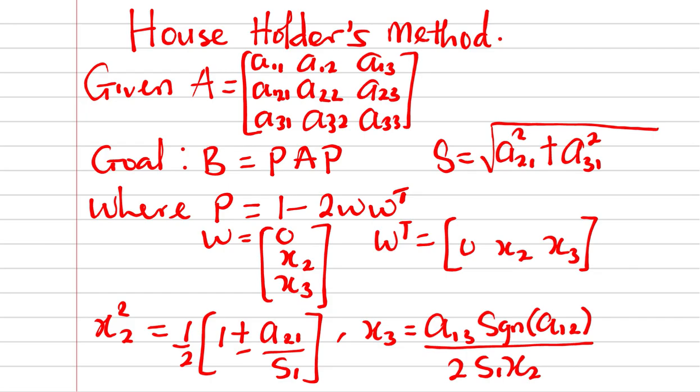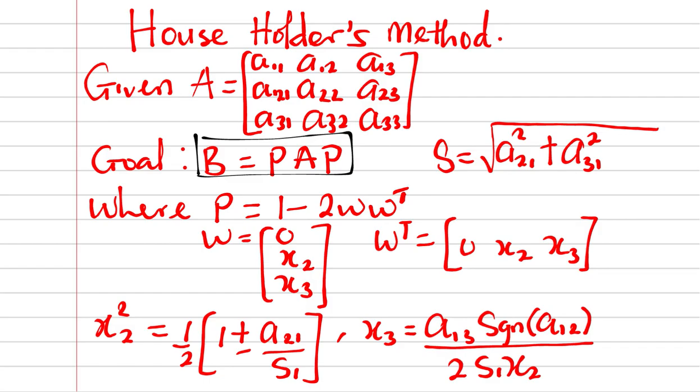Now what does the method say? The goal is to create a matrix B which is equal to what? PAP. Your P is a matrix that will be gotten using the Householder method. Then you multiply by your A and the P again. The new matrix B that is formed is now your what? Your new tridiagonalized matrix. Are you following that now? All right, so that is what we want to do in this video.